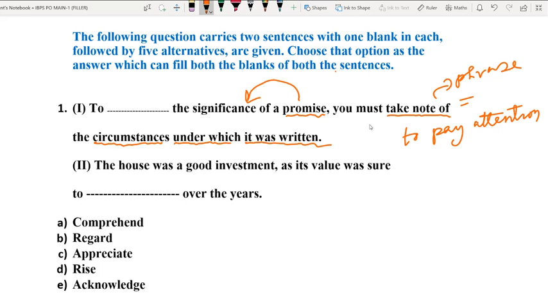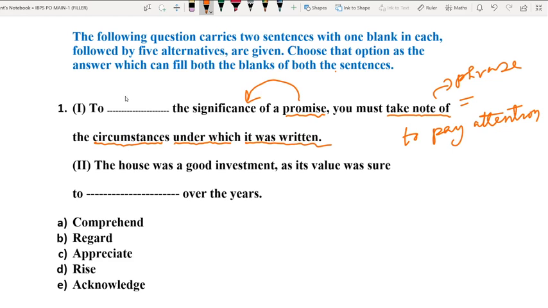Why should we do this? Why should we pay attention to the circumstances under which the promise was written? We should do so if we want to understand the significance or the importance of a promise. If we want to know how important or how significant a promise is, if we want to understand that, then we must do the same. What should we do? We must pay attention to the circumstances under which the promise was written.